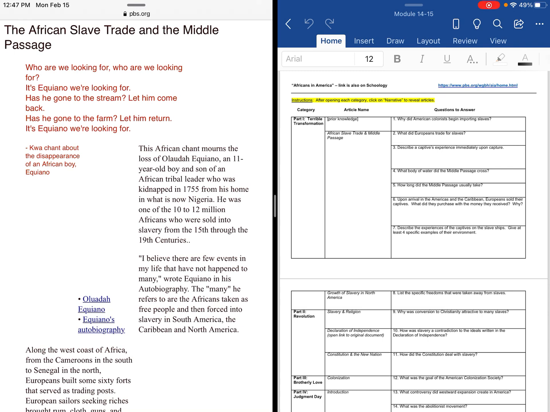So we're looking for the answers to those 6 questions, 2 through 7, over here. You know what? I'm going to do this so that you can see what I'm talking about.